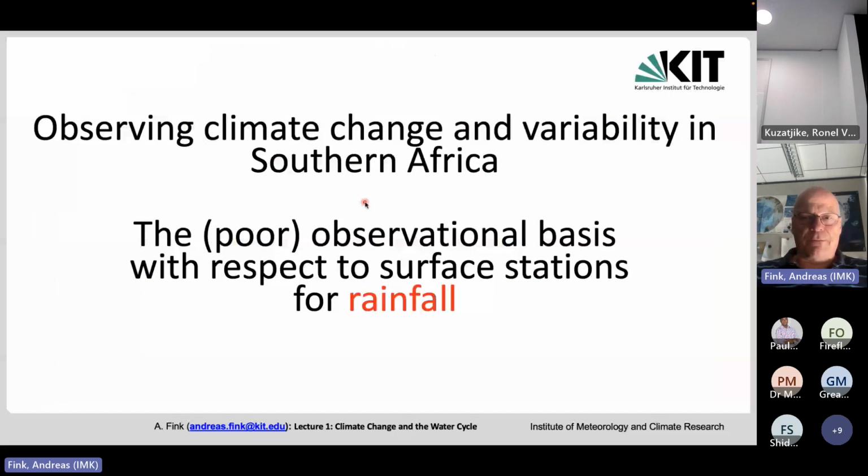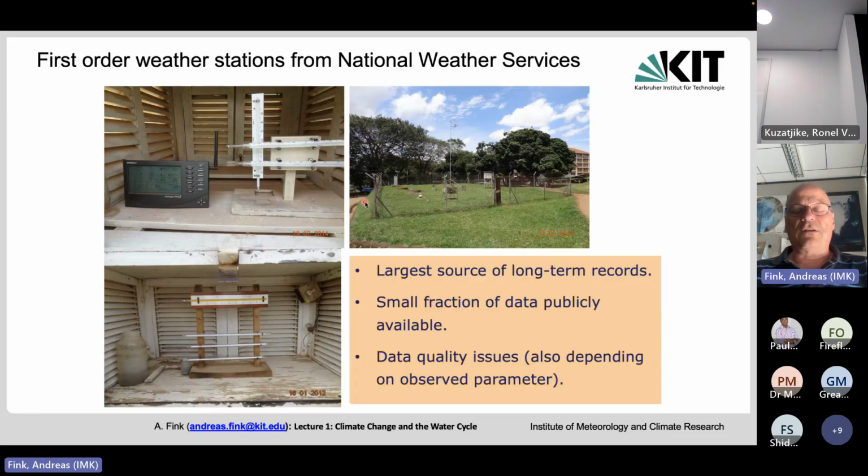Okay, so I stop here with the crash course on what is causing rains in southern Africa. And I move on to how we actually observe changes in rainfall and other parameters relevant for the water cycle. I start again with rainfall. And I want to convey the impression to you that we have a very poor observational basis for the rainfall here. So what are the sources of rainfall?